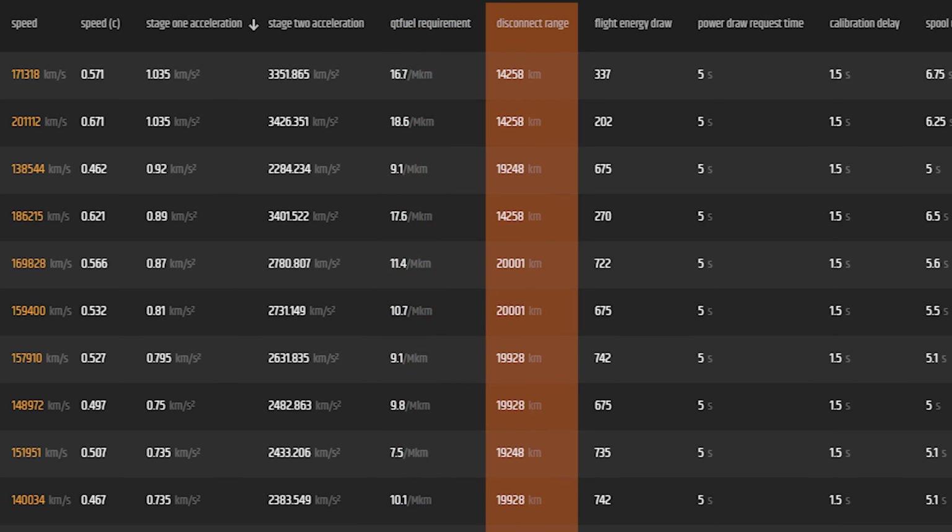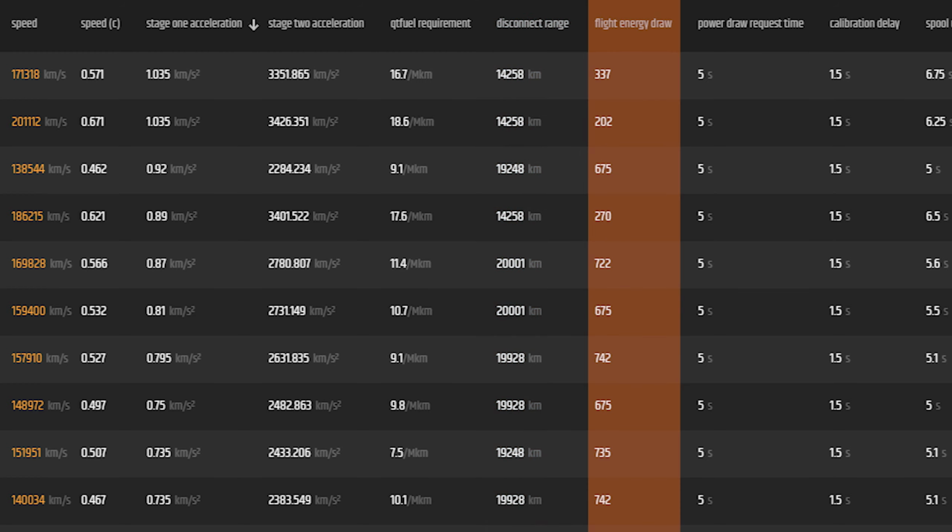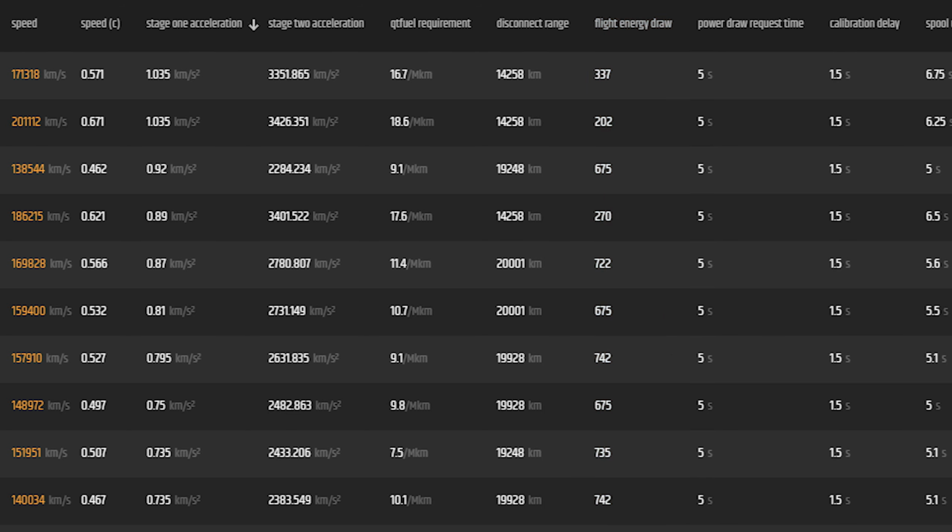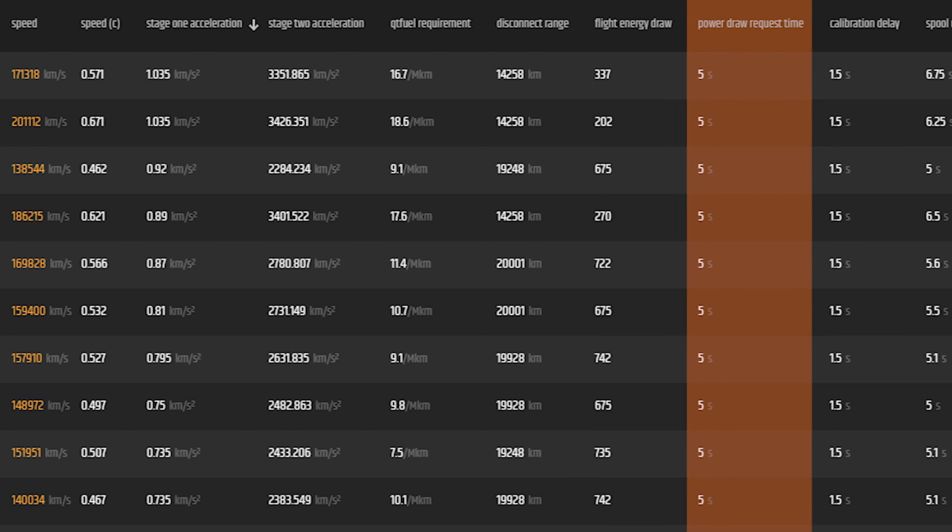Disconnect range is how far from your destination you will drop out of QT. Energy draw is how much power the quantum drive will pull from the power plant during quantum travel. Power draw request time is how long the drive takes to be fully operational after being turned off, either by the player or by an EMP strike.